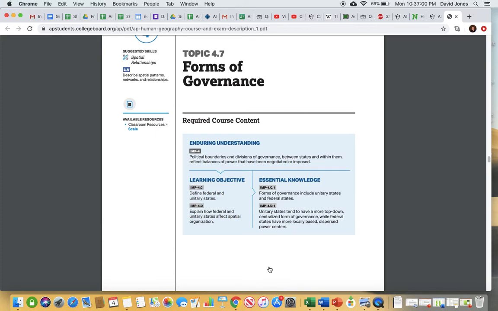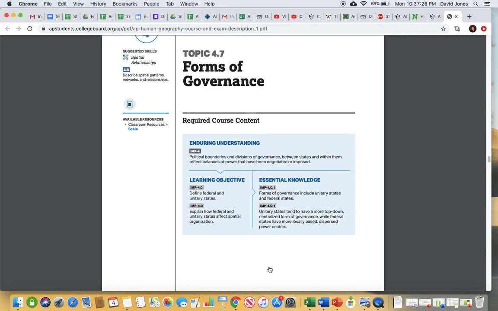Okay, now, I want to talk about a couple terms, and we did mention this briefly in class, but I want to really reiterate this because this was on the AP test a couple years ago: the difference between what's known as a unitary state versus a federal state. We've got different forms of government, and we'll go back over some of the other ones here in a second, anocracies, autocracies, things like that we talked about earlier this year. But I want to start with this idea of unitary versus federal state.